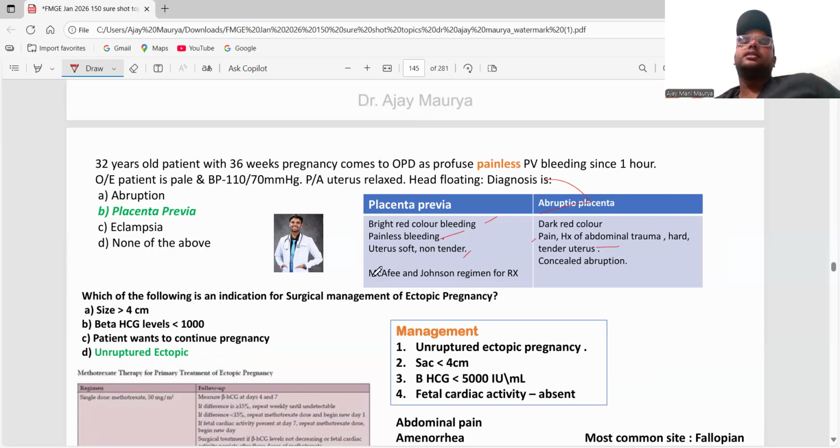Okay? Treatment is you are going to give the McAfee and Johnson regimen to the patient, and we will have the concealed abruption here. Okay? There is clots formation here. Yeah, you may do the exploratory laparotomy here.